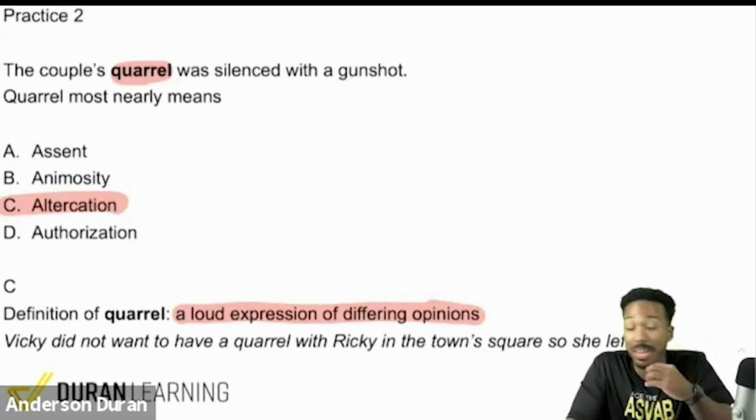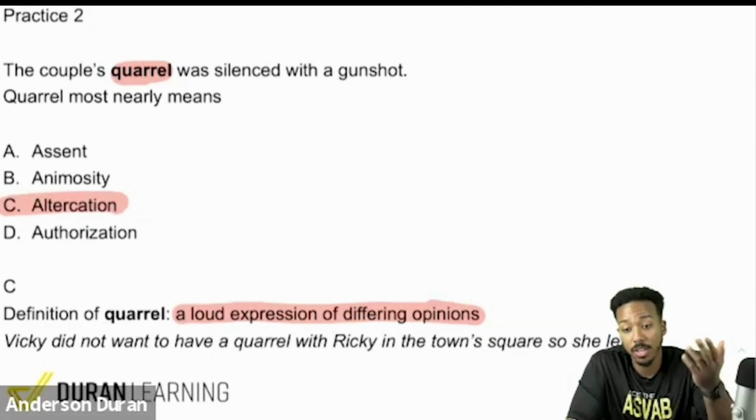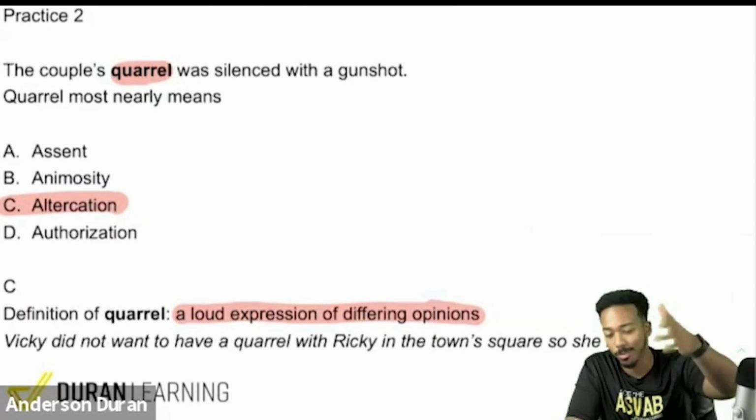So I could have animosity toward Ronald because Ronald never shows up to class. Like, he never does. So I have some animosity or feelings of disdain for Ronald. And obviously, I'm joking. Ronald comes to every class. Shout out, Ronald. You're a boss.